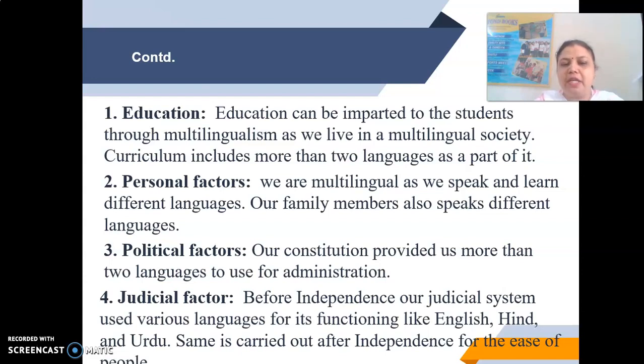Judicial factor. Before independence, our judicial system used various languages for its functioning, like English, Hindi and Urdu. The same is carried out after independence for the ease of people.